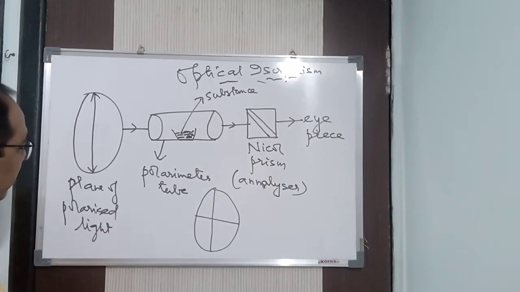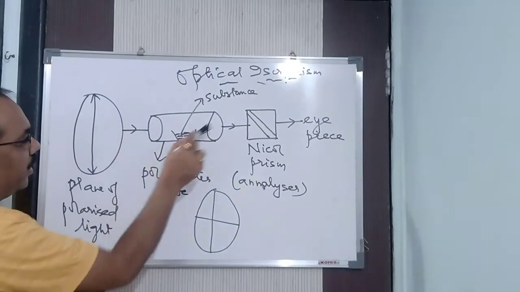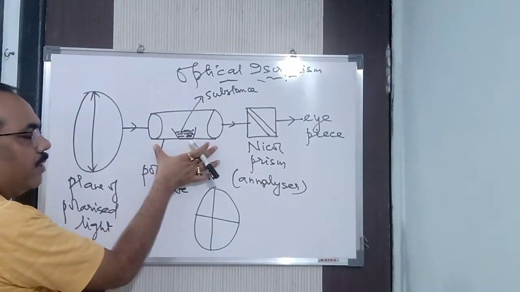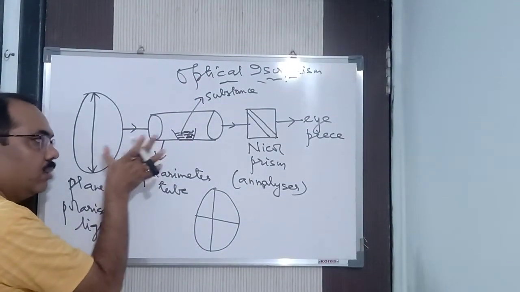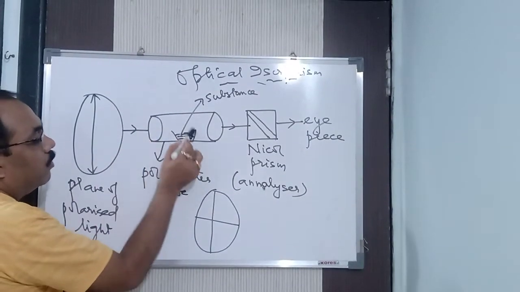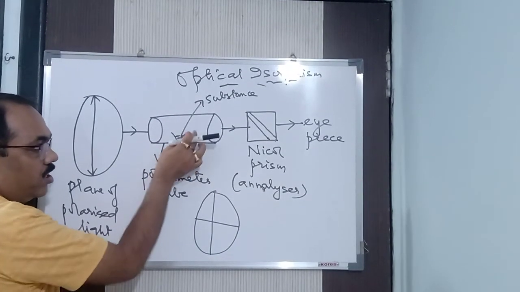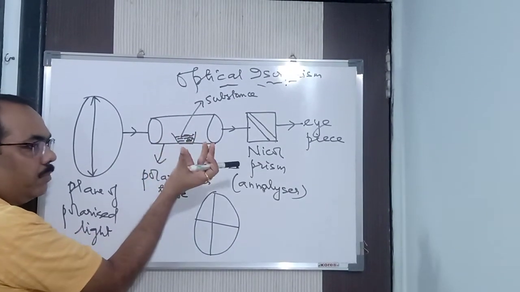Now after getting the planar polarized light, we will pass the planar polarized light through a polarimeter tube. This is a polarimeter tube which is built for this particular purpose only, for doing the experiment on optical isomerism. Now a polarimeter tube which contains the given solution. You can see the solution, I have kept it in a small beaker.